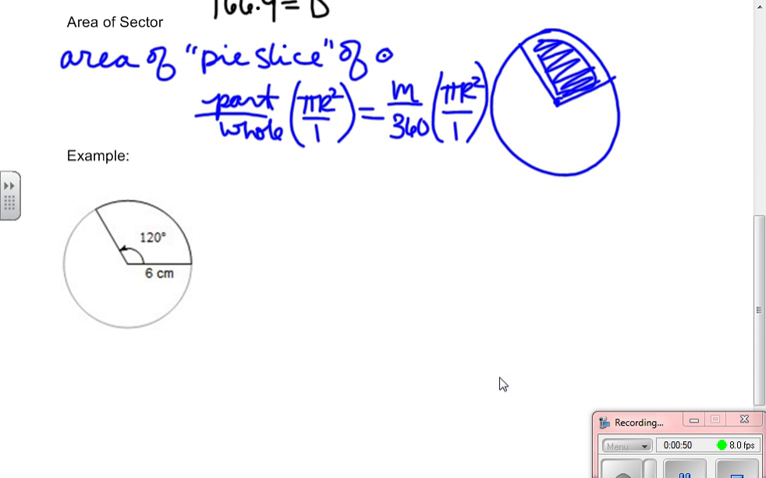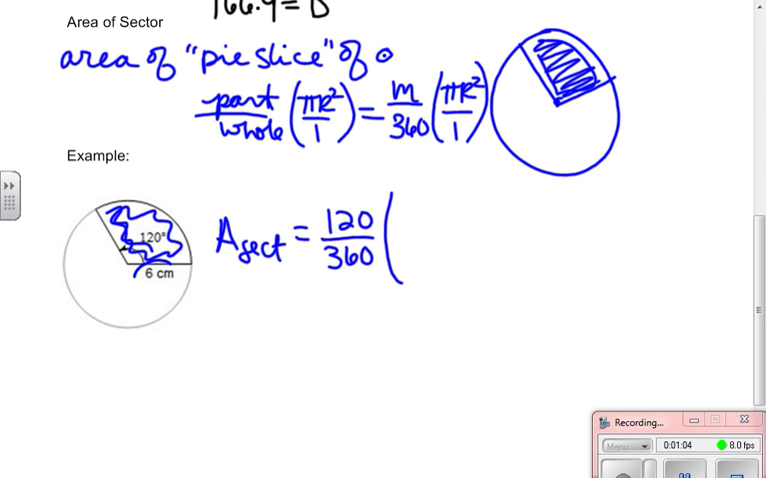So if we look at this example and we want this piece here, the portion we're talking about, the area of the sector is equal to 120 over 360 times the area of this circle, which is pi times 6 squared over 1. And if we start cleaning this up, 6 squared is 36.